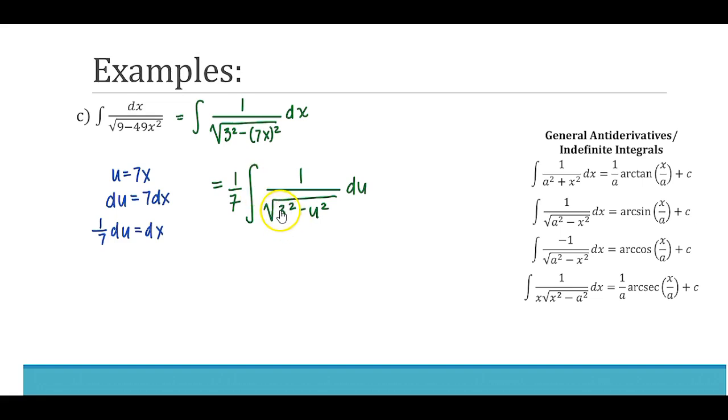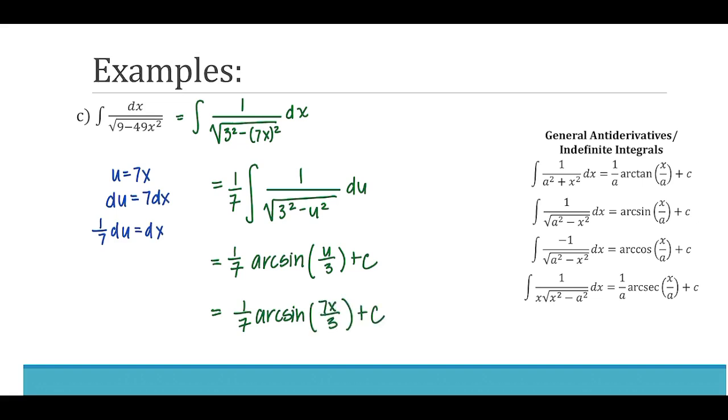It happens to be this nice value since 9 is a perfect square. So we're going to have the 1/7 in front, and then arcsine does not have that 1/a in front. So it's just 1/7 arcsine of u/3 plus c, so keeping the u variable, but then going back and recognizing that I need to substitute 7x back in for u in my final answer. So I get 1/7 arcsine of 7x/3 plus c as my final answer.